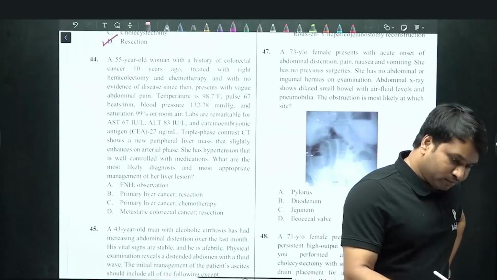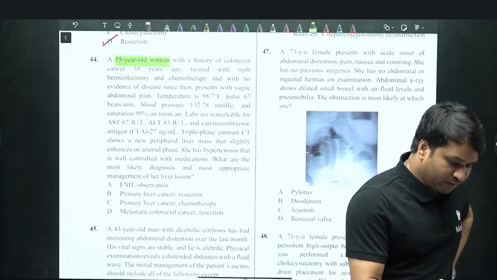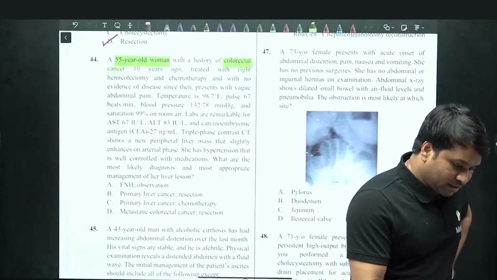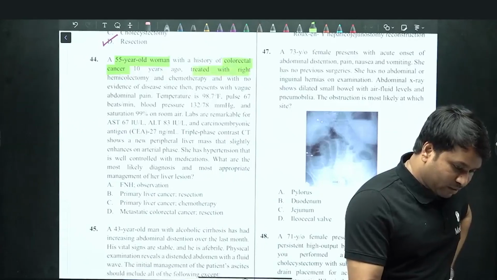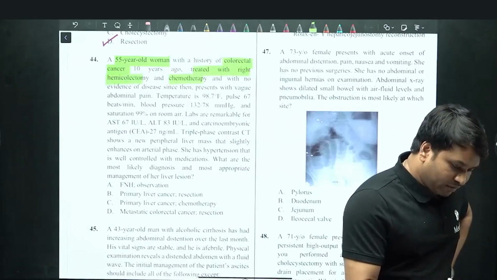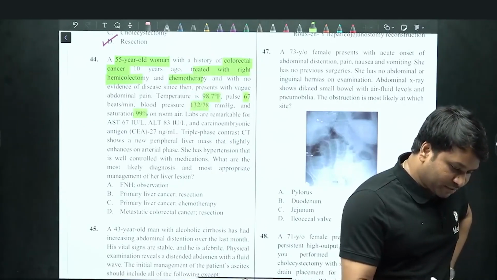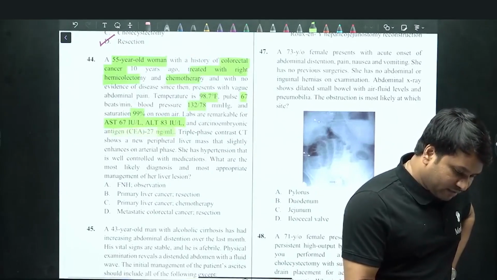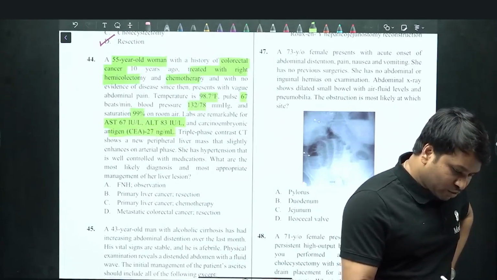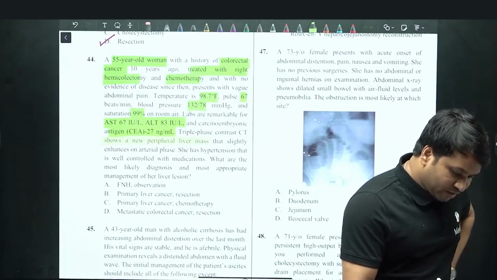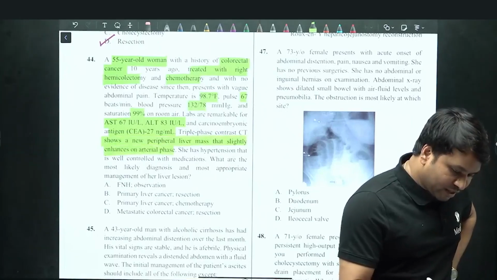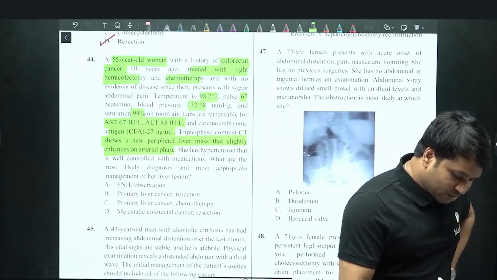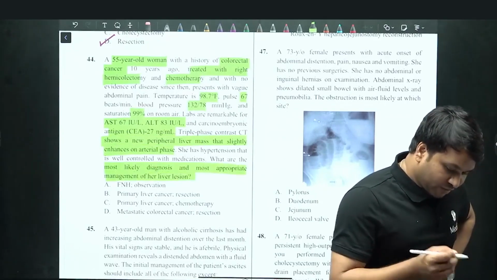Question number 44. Again, interesting question. A 55-year-old woman, history of colorectal cancer 10 years ago, treated with right hemicolectomy and chemotherapy, with no evidence of disease since then. Vitals are fine, all the other parameters look normal. CEA is slightly elevated. The triple phase CT shows a new peripheral liver mass that slightly enhances on arterial phase. She has hypertension, which is controlled with medication. What are the most likely diagnosis and the most appropriate management of the liver lesion?